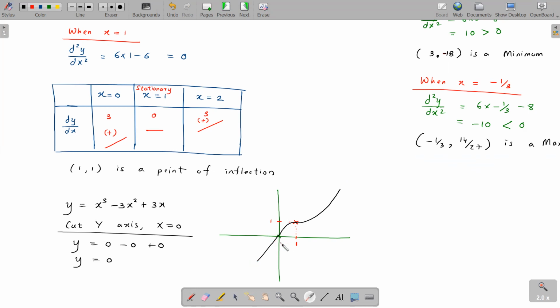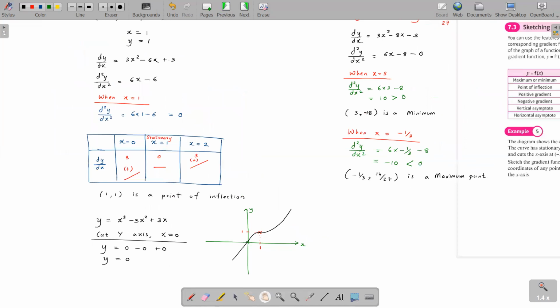So it's really important when you're sketching a curve. You must show the place where the graph cuts the x-axis and y-axis, and in this case, the point of inflection also must be clearly marked. Okay, so this is the sketch of the graph.